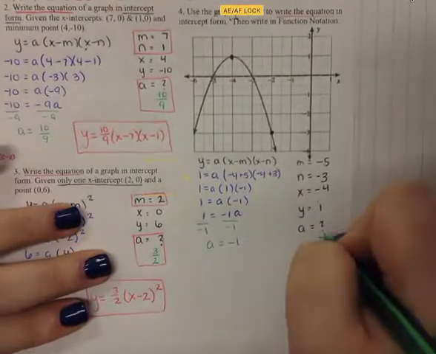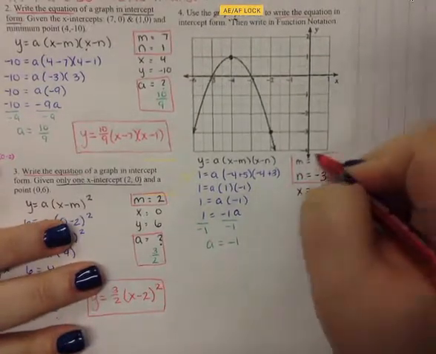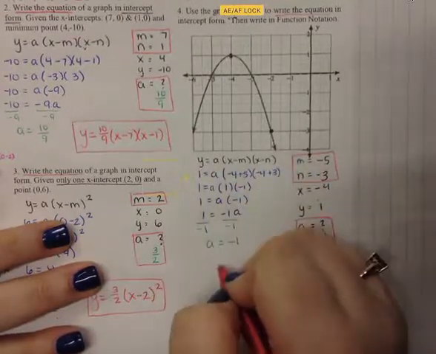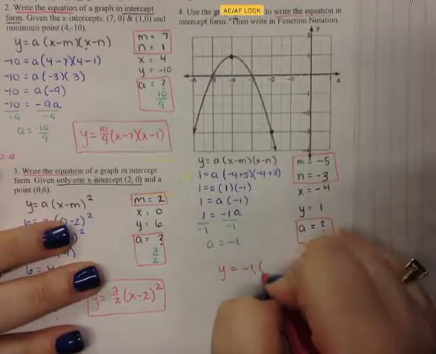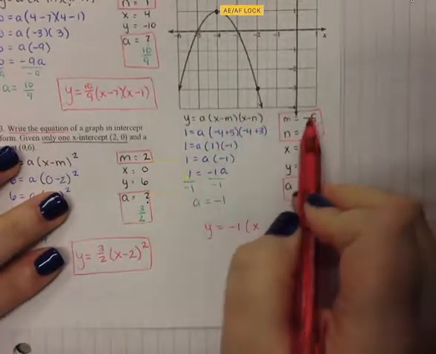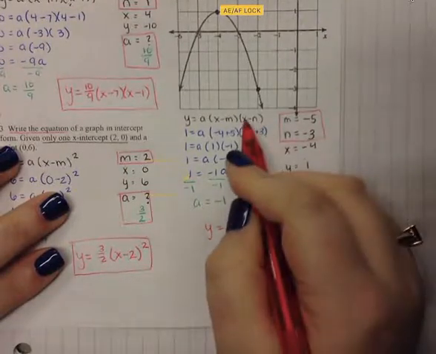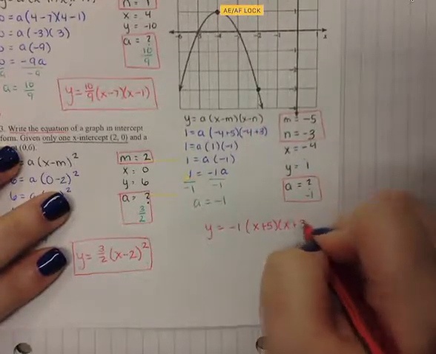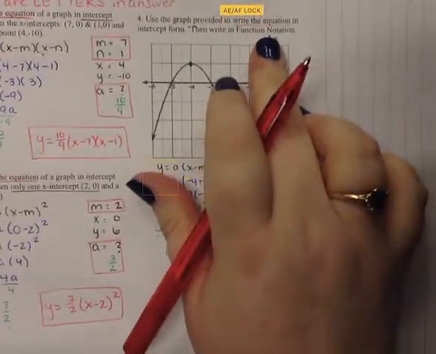So now that we have our a value, we can write our equation just like we just did. We're going to use our m and n. We're going to use our a value. Come back to the original equation. So y equals, this is going to be a letter. A is negative 1, parentheses. X is going to be a letter. Minus negative 5 was really that plus 5. Parentheses, parentheses. X is a letter again. Minus negative 3 is really plus 3. So this is the equation, but we also want it said to write in function notation.